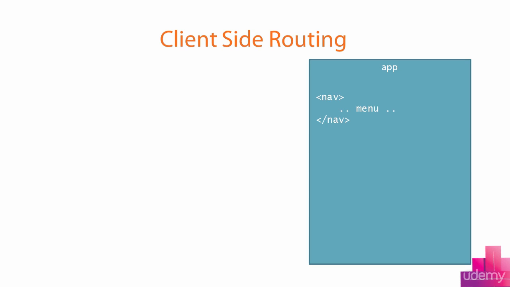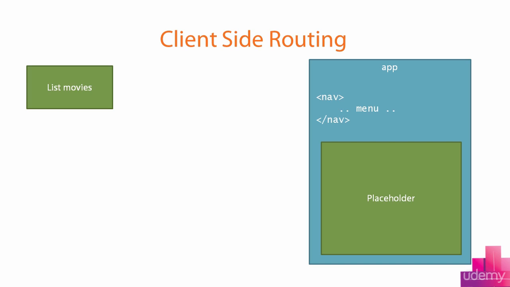Then when it comes to specific features, like listing all the movies or editing a specific movie, I expect this app or this shell to contain a placeholder. The placeholder is an area in my app view where I want different features to appear as the user navigates through the application. That way I can build a large application by building small pieces, like the ability we have now to list all available movies.